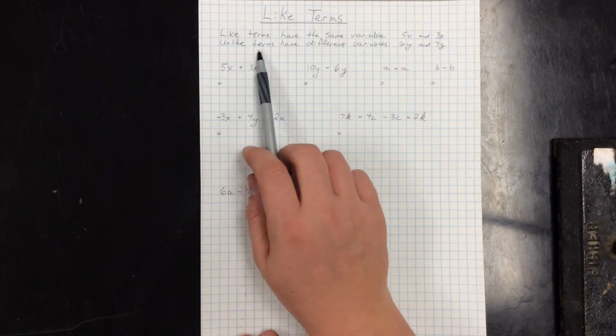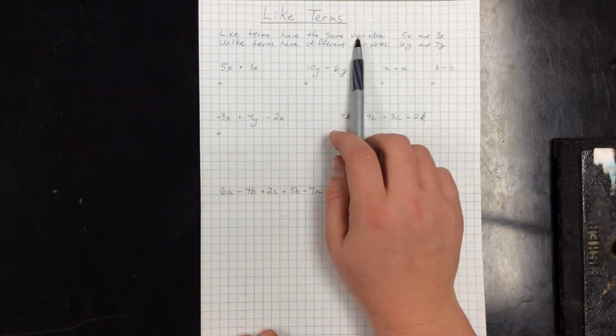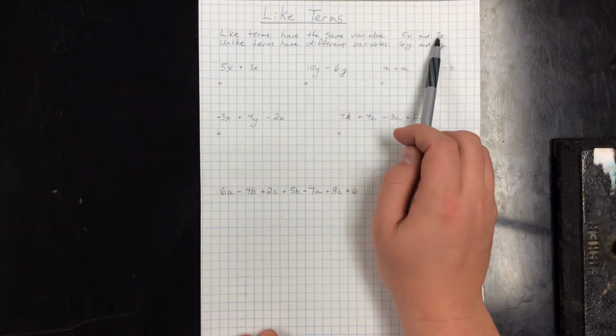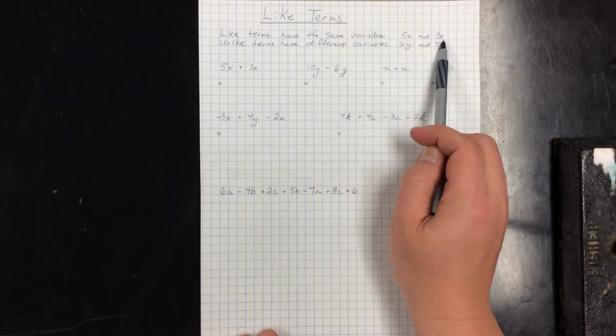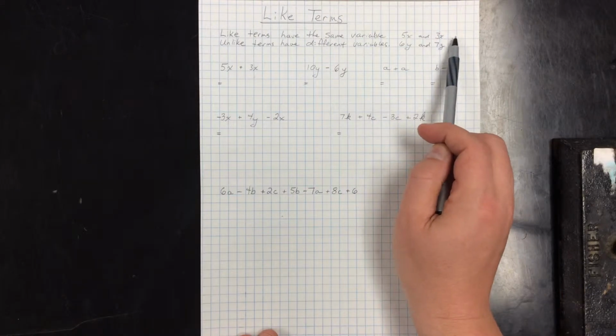Today we're going to be talking about like terms. We're talking about terms that have the same variable. 5x and 3x are the same because they both have x's attached to them. 5 times x and 3 times x are like terms.